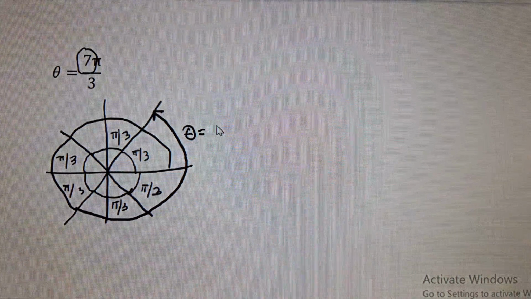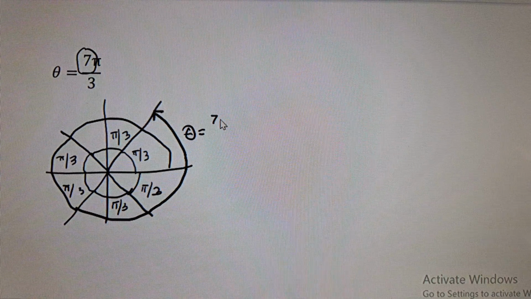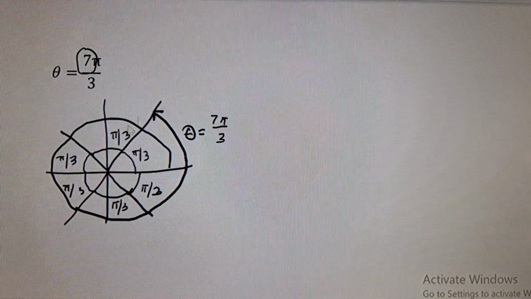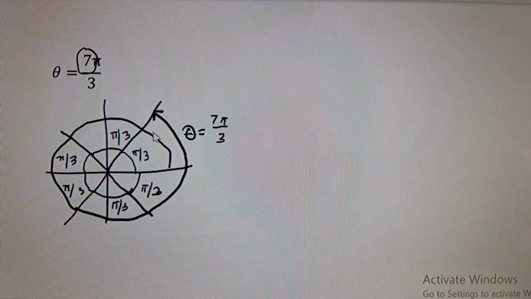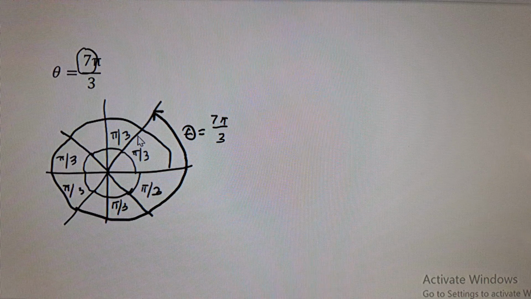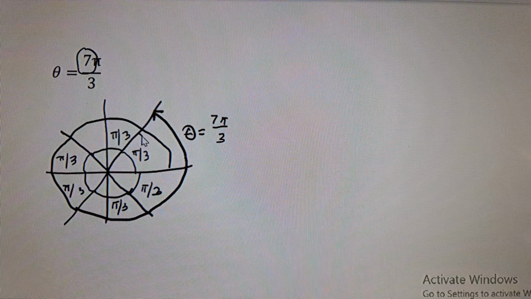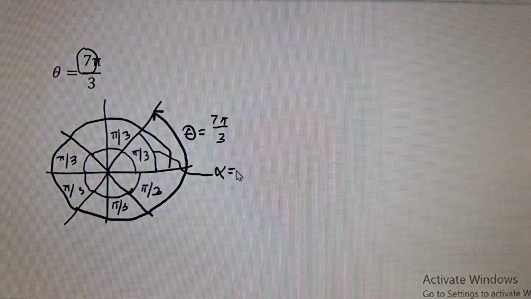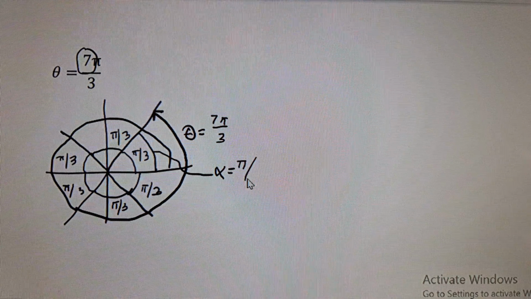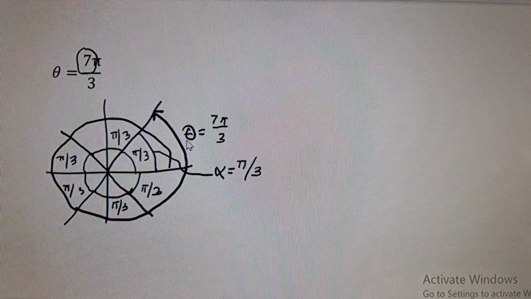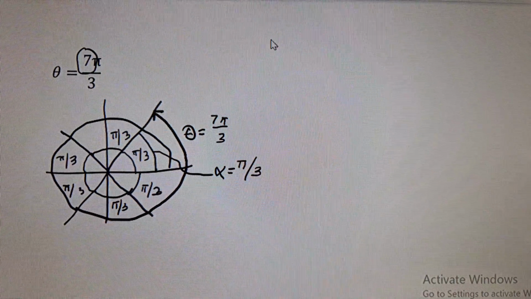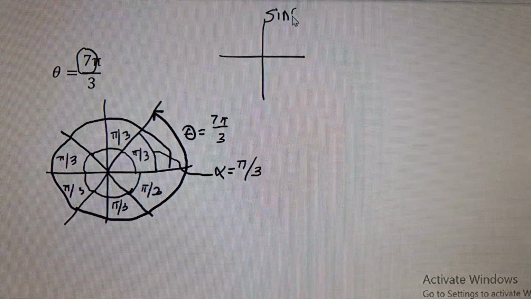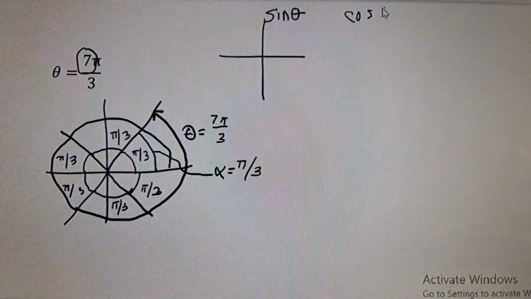So theta is going to be 7 pi over 3. We are in the first quadrant, aren't we? What's the reference angle? Well, the reference angle is the angle that the terminal side makes with the x-axis. So this would be alpha, which is equal to pi over 3. Where are we? We are in the first quadrant, aren't we? What's the sign convention? We should know this thing by now. Let's write it as reference though.